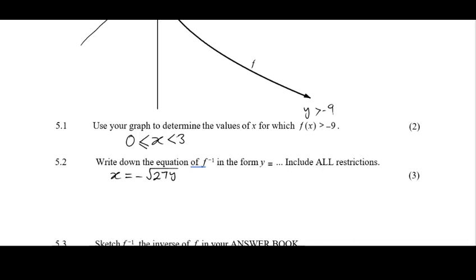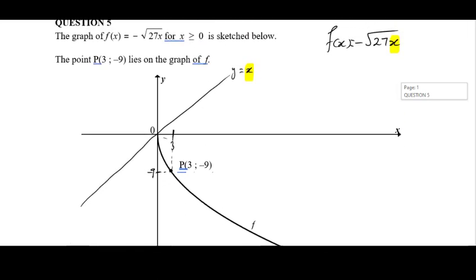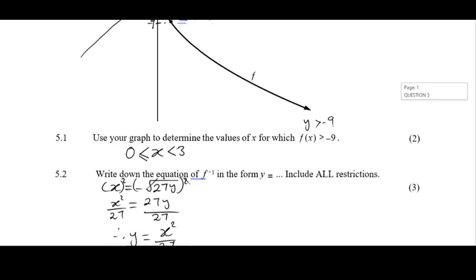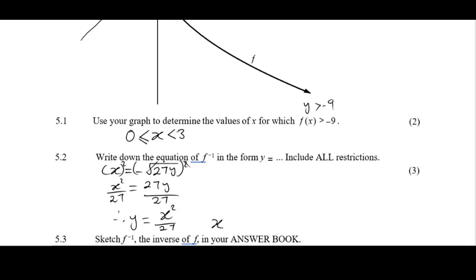Then I need to make y the subject of the formula. I will square both sides. Form a square bracket. This is x squared is equal to this, the square root cancels, and the negative times negative is positive. Then I've got 27y. I need to divide by 27 on both sides. And then your new equation will be y equals x squared over 27. But let's include the restriction. Before, x must be greater than or equal to 0. So now in this case your x will be less than or equal to 0.